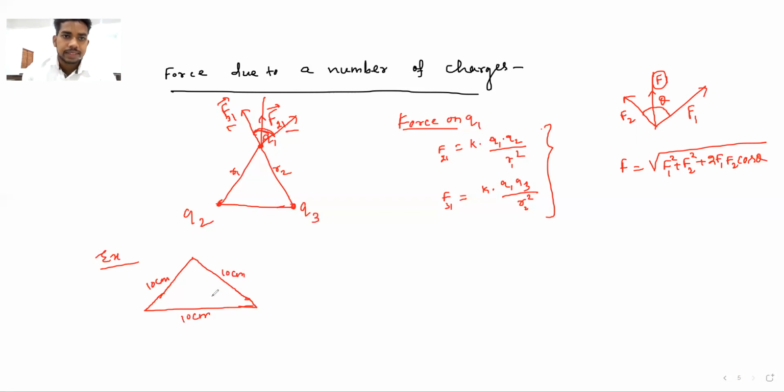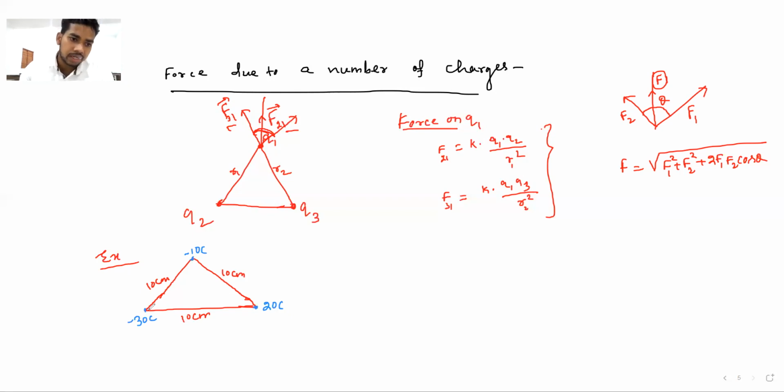And three charges are placed at three corners: minus 10 coulomb, 20 coulomb, minus 30 coulomb. In this case, suppose we want to find the force on minus 10 coulomb. So what we have to do? We have to see the direction of forces first.